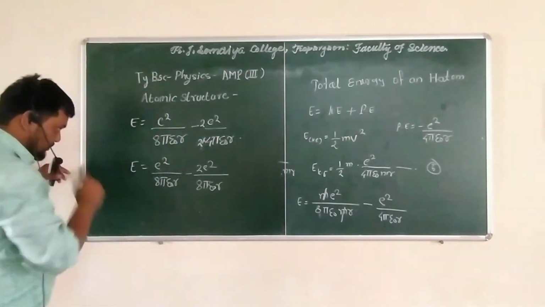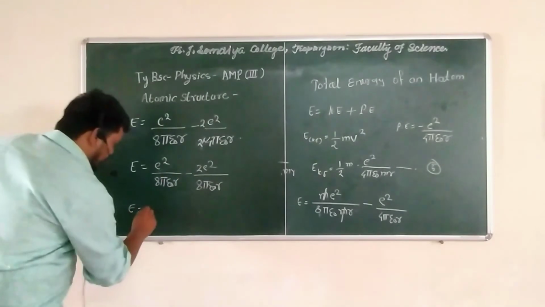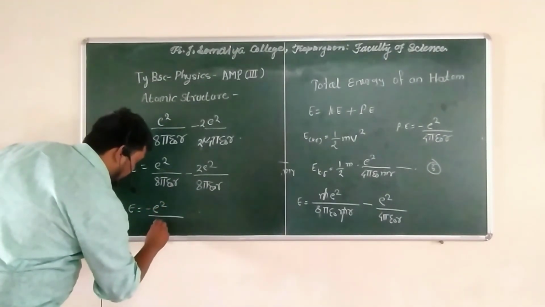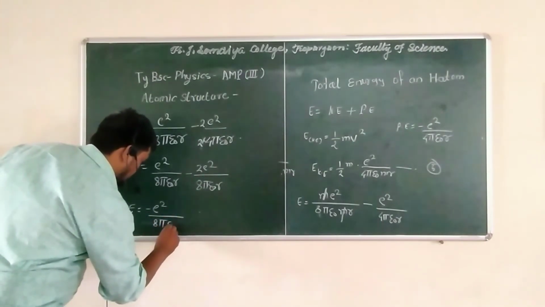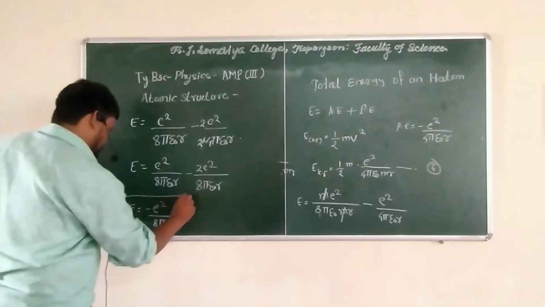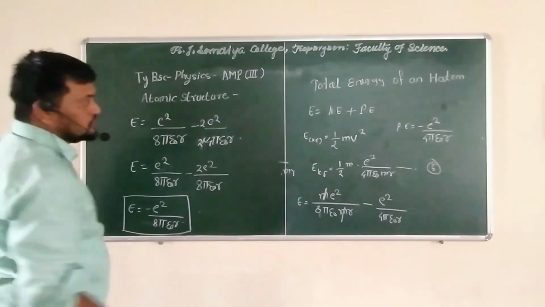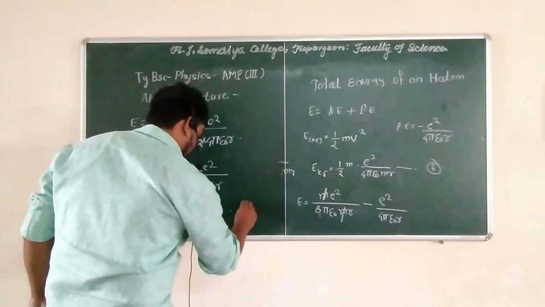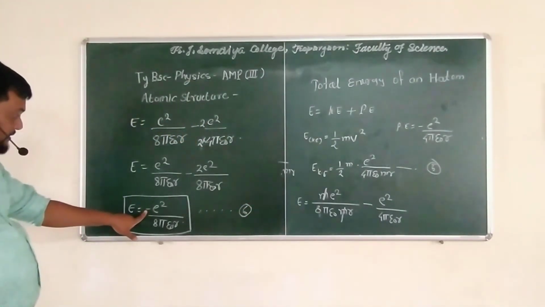So the final equation of the energy of the hydrogen atom becomes minus e squared divided by 8 pi epsilon naught r. This is the final equation of the total energy of the hydrogen atom. This is equation number 6, and the value becomes negative.